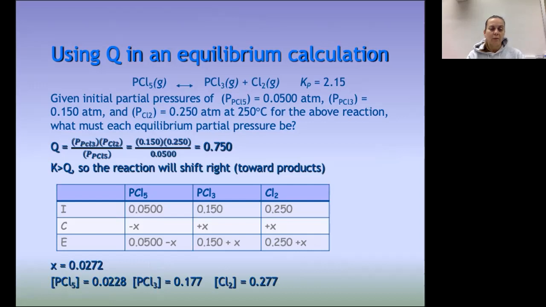So again, in order to use Q in an equilibrium calculation, we're going to write the Q expression, solve, and find out whether Q is greater than or less than K, so that we know which direction the shift will be, so we know where to write the minus X and where to write the plus X. And then we just ICE it like we've been doing with all of our other equilibrium problems.